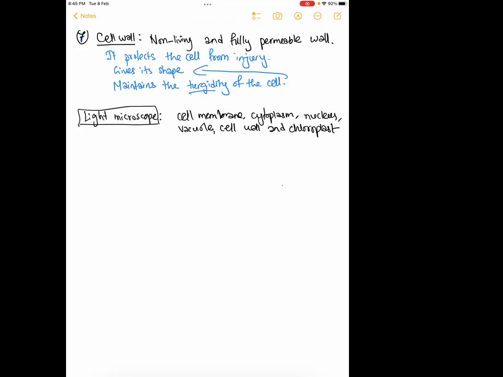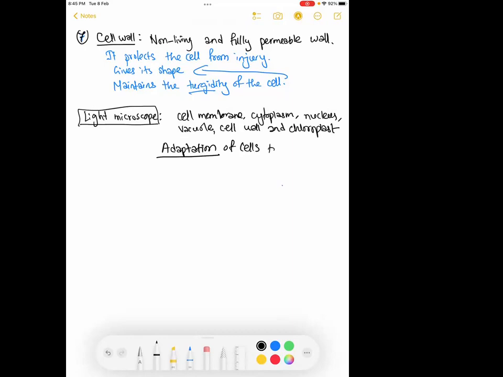Let's start adaptation of cells. I saw in your syllabus, for adaptation, you only need to know about red blood cells, xylem vessels, and I think root hair cells. These three are in your syllabus, so I'm going to go through them. So adaptation of cells to their functions.